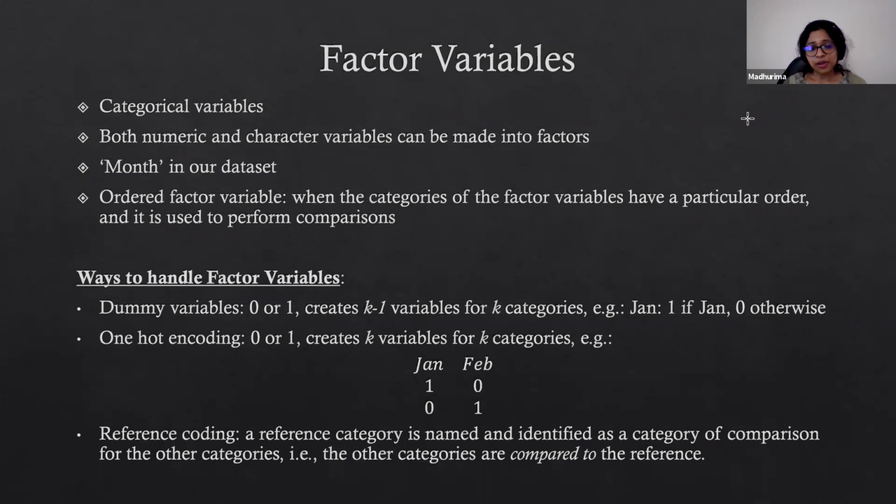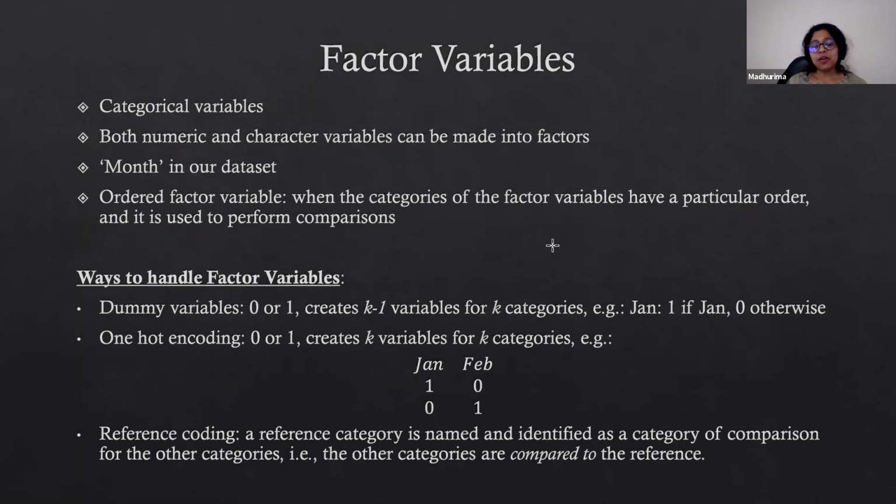Now, month in our data set, if you remember, is a factor variable. And you saw that numbered as 1, 2, 3, 4, but it is actually telling us which month it was. So it could also be named as January, February. So those are the categorical variables, which are factor variables in linear regression.